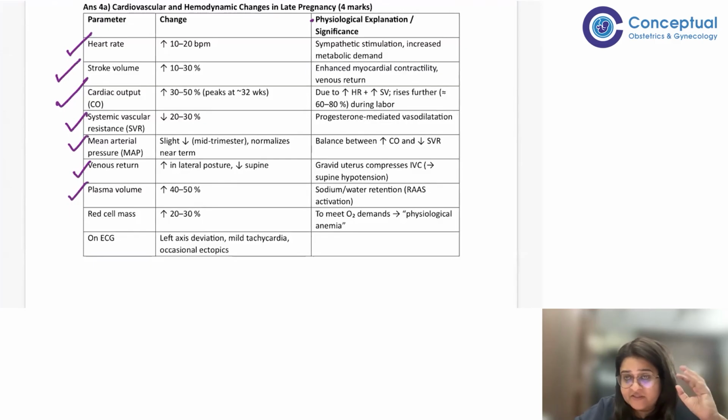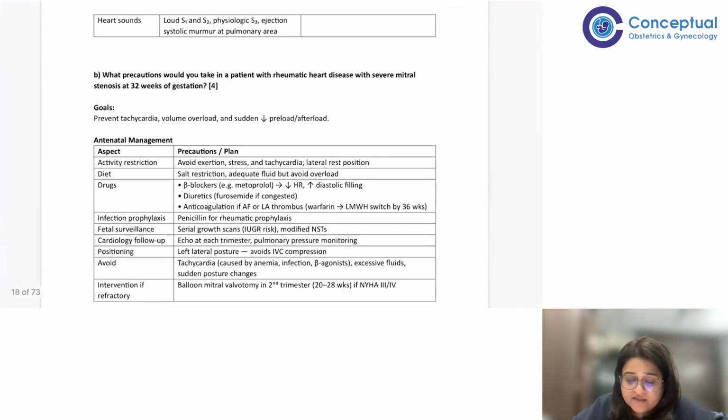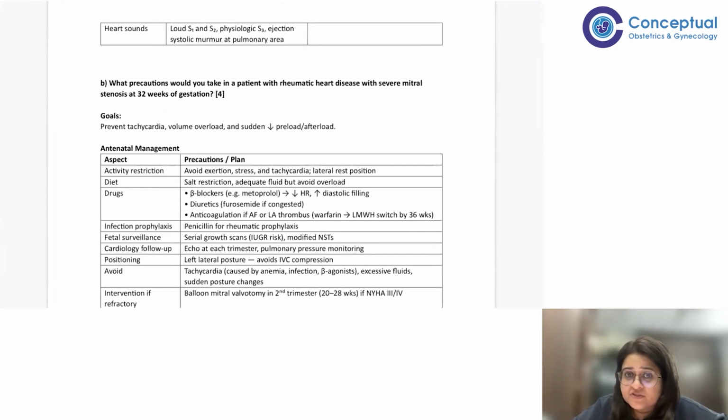Plasma volume increases, red cell mass increases, but it's not an equal increase, hence there is physiological anemia because of hemodilution. Then cardiovascular changes on ECG, there's left axis deviation. And heart sounds, there's a loud S1 and S2, physiological S3, ejection systolic murmurs. These are all the cardiovascular changes.